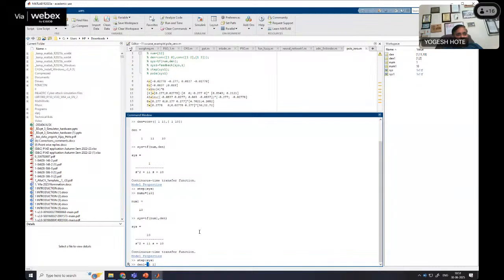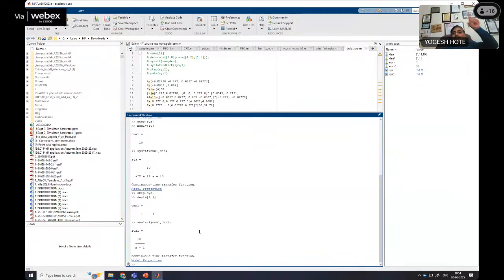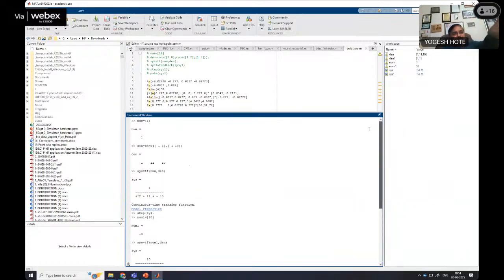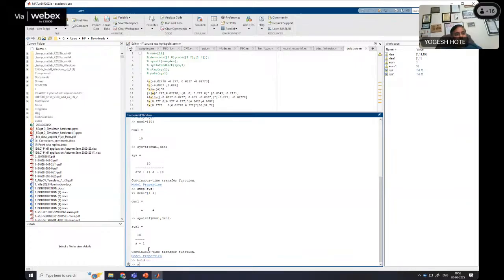So now my transfer function is sys1, transfer function, numerator 10, denominator 1 1, that is 10 divided by s plus 1. Earlier the transfer function involved s plus 1 and s plus 10. Now we have discarded the s plus 10 term, so it is 10 divided by s plus 1. The original system is sys. We write a hold on command, keeping the original response as it is. Now we write step sys1.